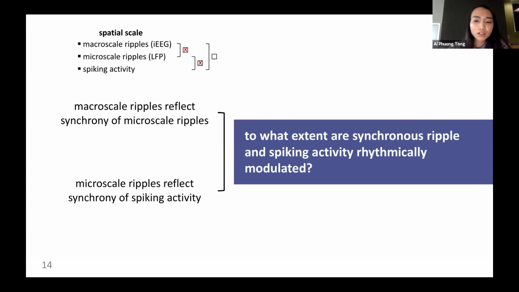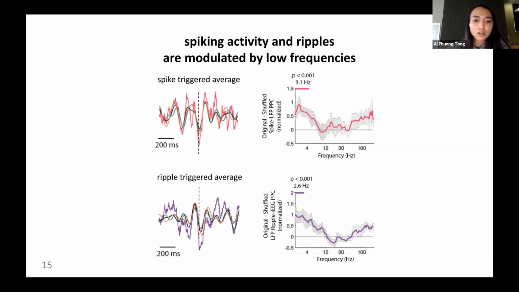And then next, we wanted to know to what extent synchronous ripple and spiking activity are rhythmically modulated. So we computed the spike triggered average as shown on the left top and the ripple triggered average as shown on the left bottom. And we found that these events appear to be coherent with low frequency oscillations. When we computed the pairwise phase consistency of these events across frequencies from 2 Hertz to 200 Hertz, we found that the spiking activity and ripples are modulated by low frequencies around 3 Hertz.